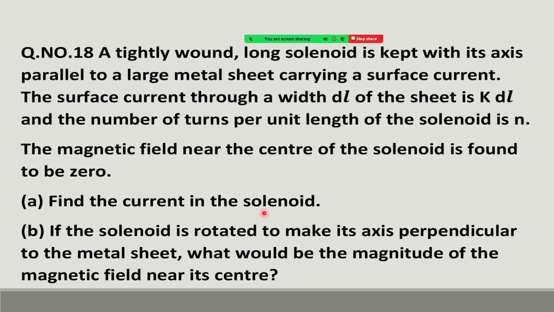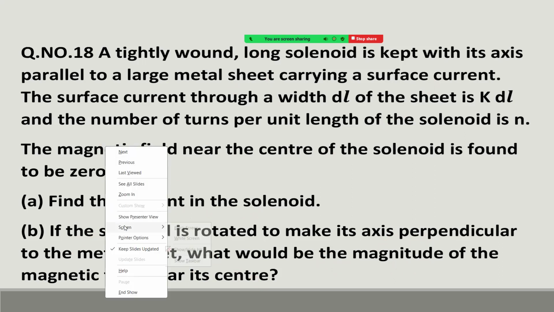So just now we have seen that for a long solenoid, inside B value is mu naught Ni, right? Next, if the solenoid is rotated to make its axis perpendicular to the metal sheet, what would be the magnitude of the magnetic field near its center? Let us see how to get it.